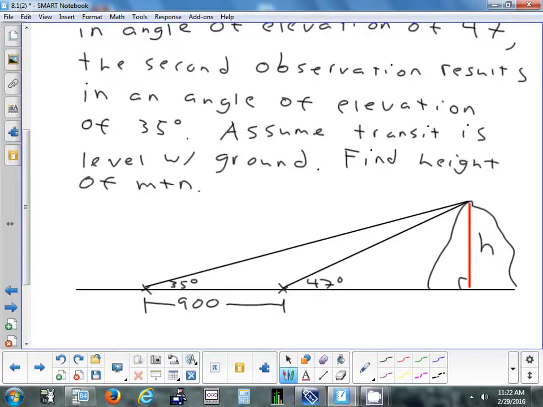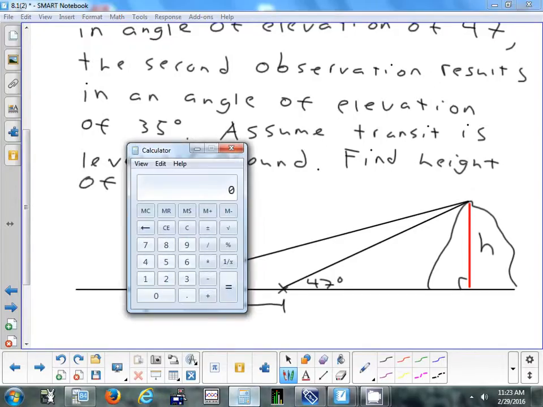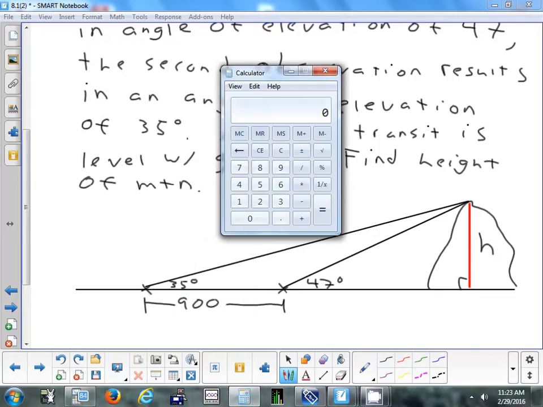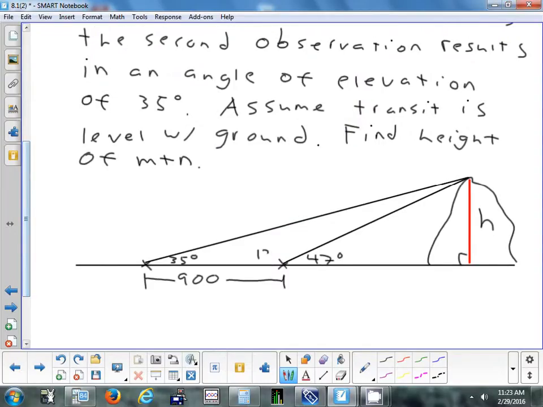All right, any thoughts on what I can figure out first here? At the first point of observation, you can find the angle that is behind him, which would be 133 degrees because of supplementary angles. Yeah, we can find this angle inside this other triangle that has a base of 900 just by doing what Brian said. That's 133 degrees.